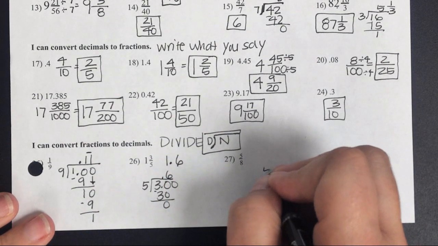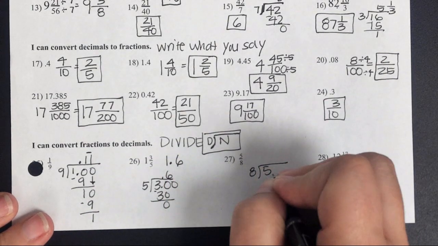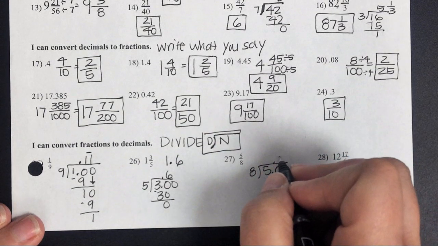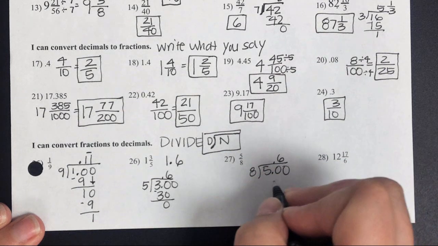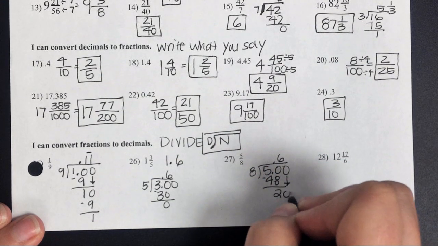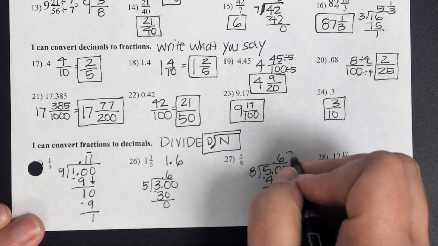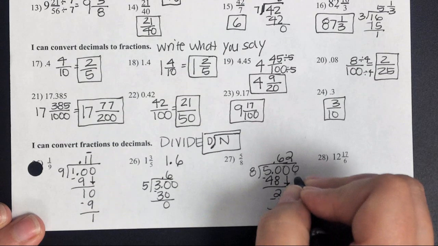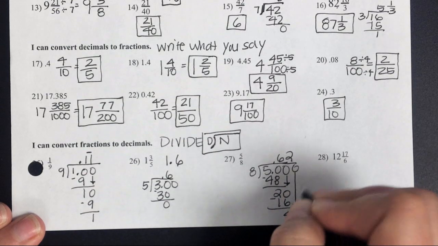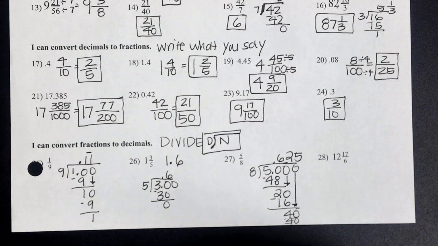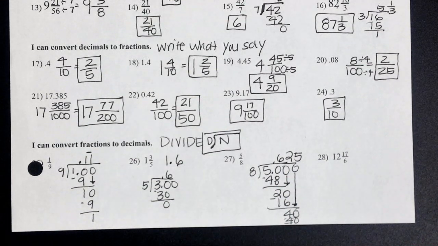Okay, number 27, we have 5 divided by 8. Again, decimal and zeros. 8 will go into 50 6 times. That will give me 48. I have 2 left over. Bring a 0 down. 8 will go into 22 times. That's 16. Have 4 left over. Bring a 0 down. 8 goes into 45 times. And at this point, we would have nothing left over. So that would be 625 thousandths.